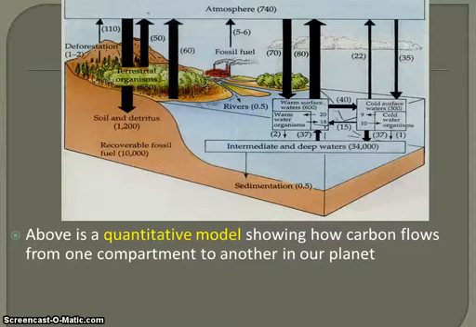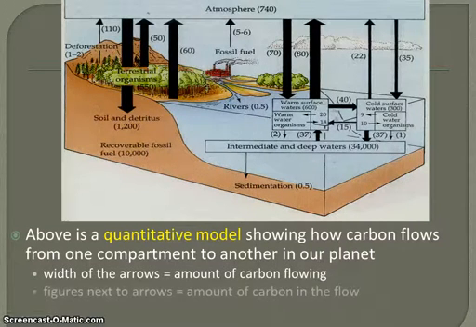Here's an example of a quantitative model. Several ways this is quantitative. If you look at the thickness of the arrows, what that is showing us is how carbon flows from one compartment to another in our planet. So the thicker the arrow, the more carbon. Also, next to the arrows are numbers that tell us the amount of carbon. The boxes show us the stores where energy or matter is stored, and then the arrows would be your transfers and transformations.